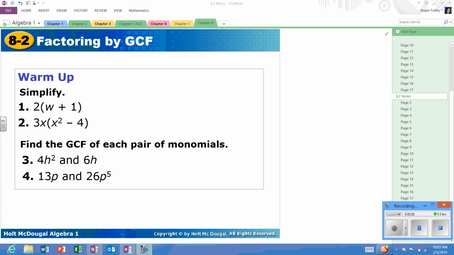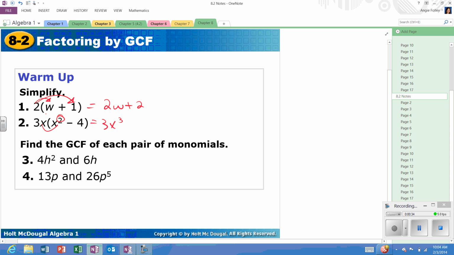So we're going to simplify by distributing this 2 to each part of what's in parentheses. So we get 2w plus 2. For this next one, 3x times x squared is 3x to the third. Remember, we add the exponents. And then 3x times negative 4 is negative 12x.